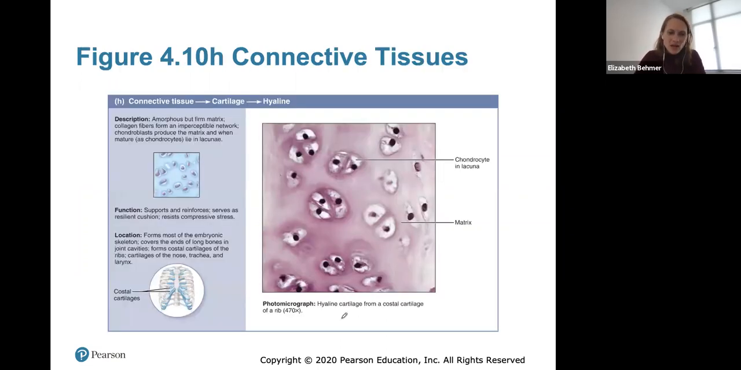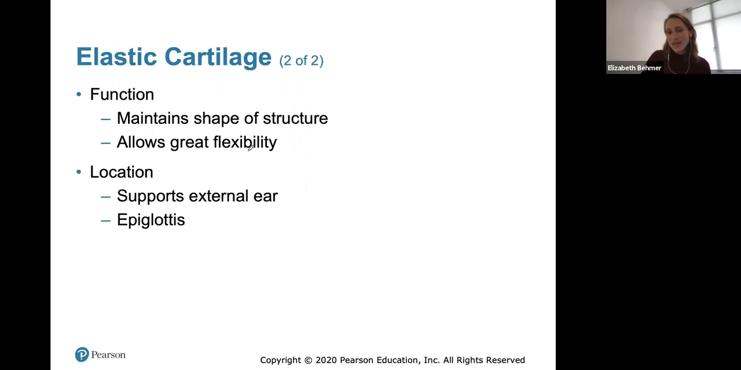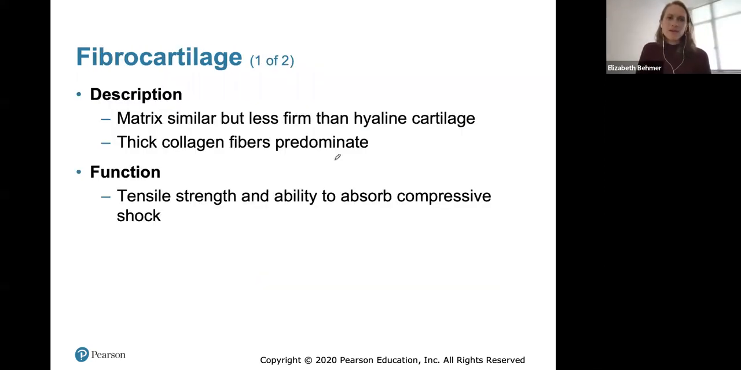So here's hyaline cartilage. Not many fibers are seen. It has a glossy appearance, and you can see the chondrocytes sitting in the lacuna, which is the space that houses them. Elastic cartilage is similar to hyaline, but it has many more elastic fibers. That's the big thing to look out for. It helps to maintain shape, allows great flexibility. It supports your external ear and also your epiglottis. So you look at elastic cartilage, more elastic fibers. This is what makes up your outer ear.